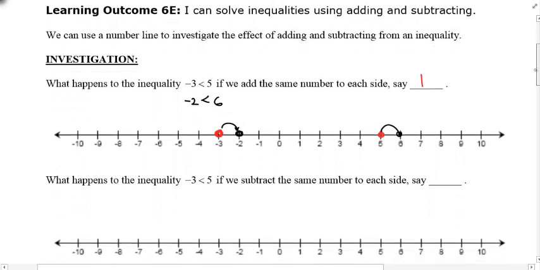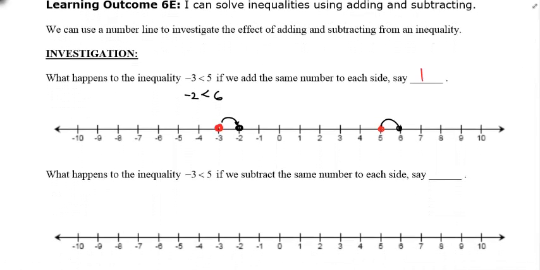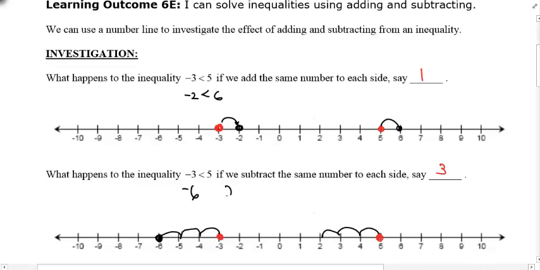Now, what about if we were to subtract? Okay, maybe we subtract by, let's say, 3 this time. So once again, starting with negative 3, let's subtract 3. So 1, 2, 3. Our new number is negative 6. Started with 5. We'll subtract 3. So 1, 2, 3. That's 2. Still, negative 6 is less than 2.